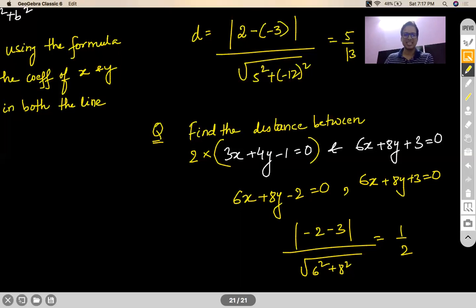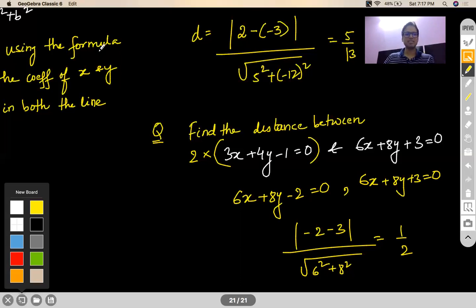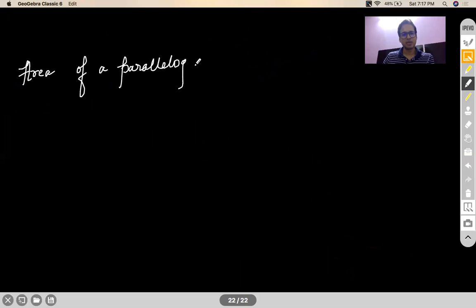Okay? Yeah. Now, related to this concept is the concept of area of a parallelogram. So let me take this concept, area of a parallelogram. Because a parallelogram involves two pairs of parallel lines. So this concept is going to be very helpful in that regard also.